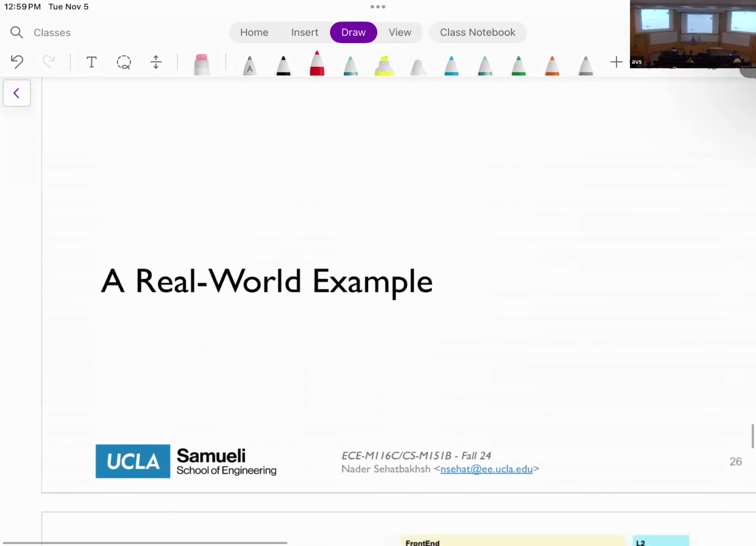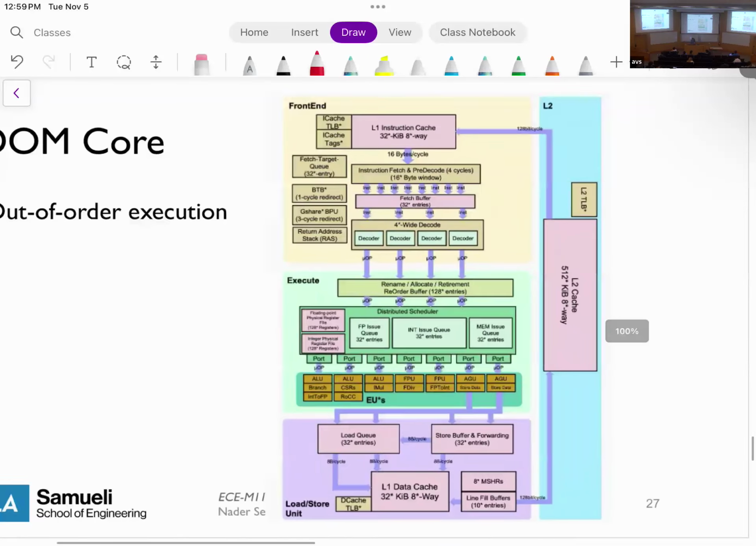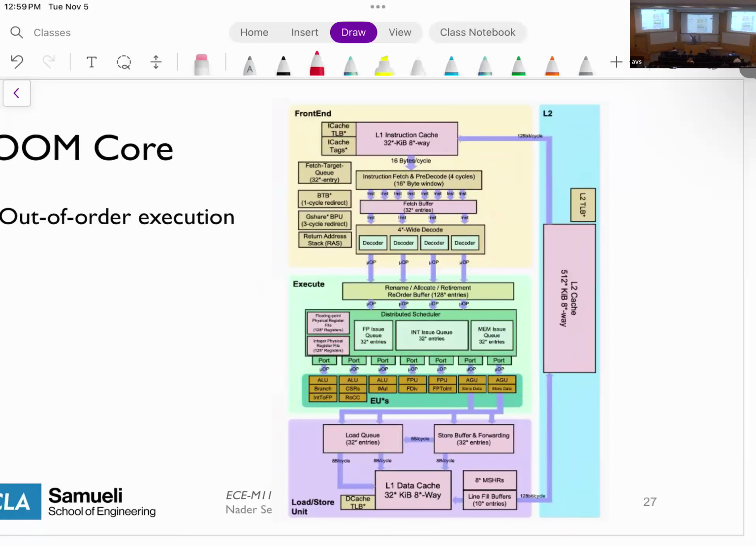So the last thing I want to show you before finishing the out of order execution is a real example. This is what is called a BOOM processor. This is a RISC-V based processor. Okay, this is a real processor. There's actually hardware taped out for this.